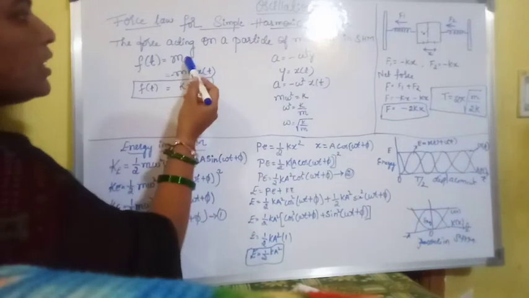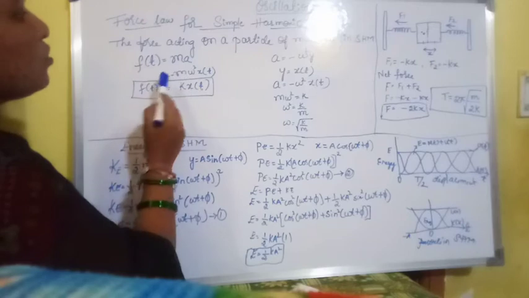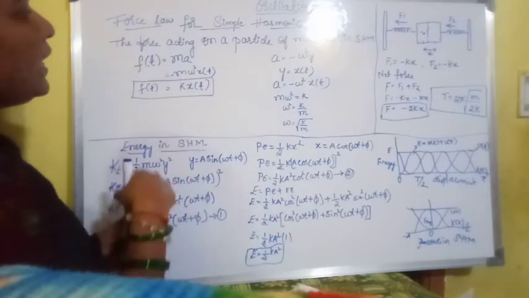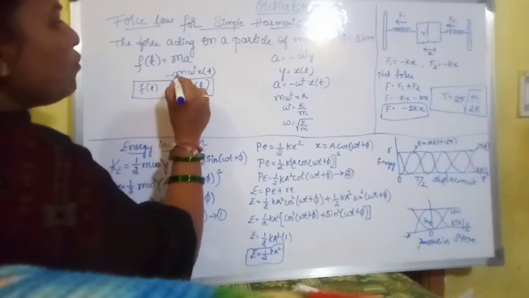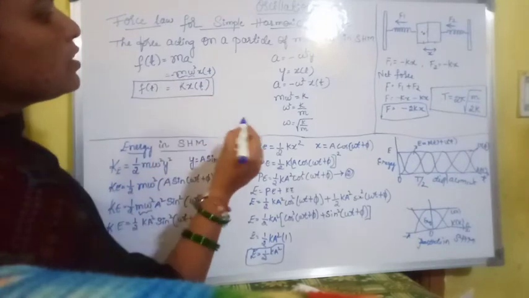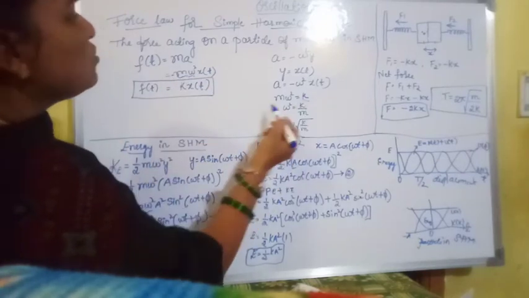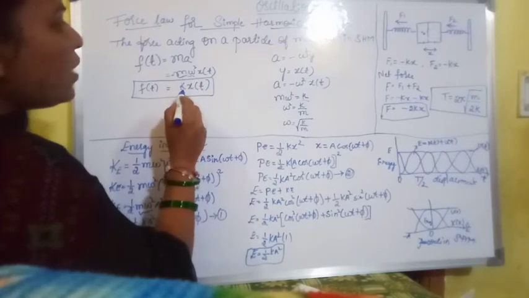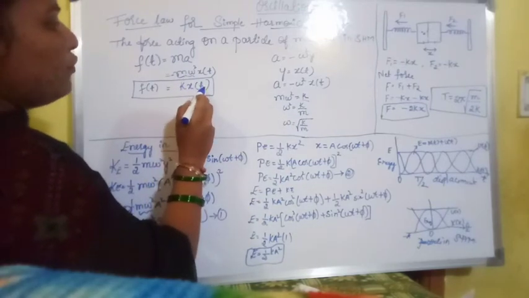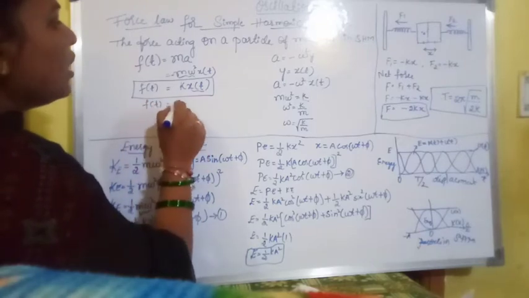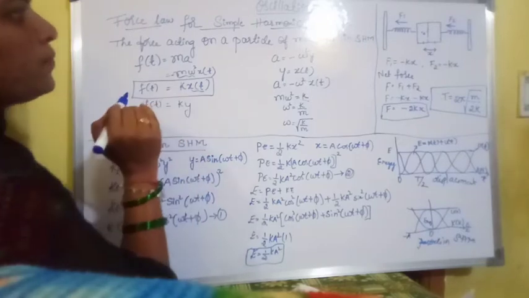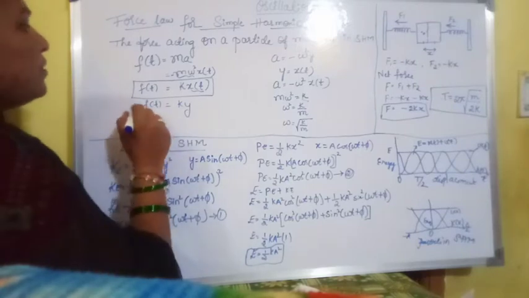Let's substitute the acceleration a here. So we write minus m omega square x of t. Here m omega square we have considered as k. Substituting m omega square as k into x of t, we can write f of t is equal to minus k y. So we can write the same terms.